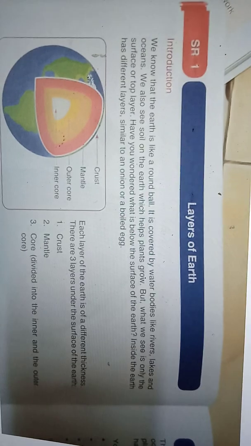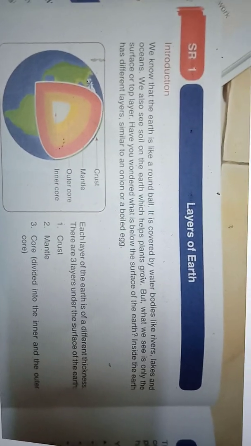So see the upper part outside, like an onion peel, outside is there, then inside is there. So outside there is a crust. The green color shown here is the crust. Inside that you have the mantle, outer core, inner core. Each layer of the earth is of different thickness. There are 3 layers under the surface of the earth: crust, mantle, core. Core is divided into 2, inner and outer core.